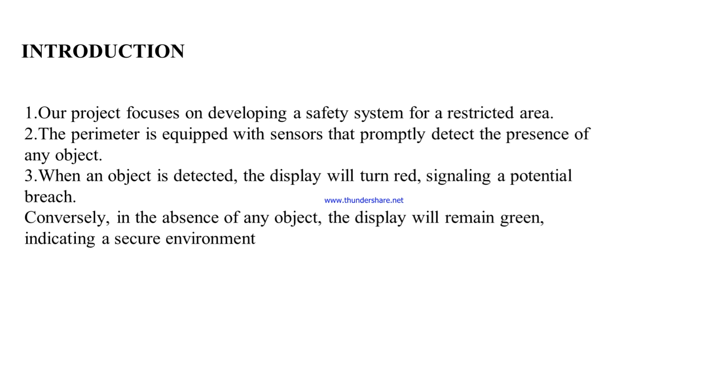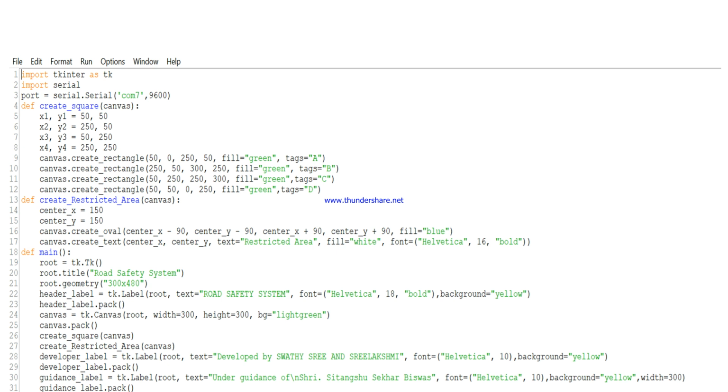We are going to fix the sensors on the four sides of that restricted area, and those sensors will detect whenever an object enters. If it finds any object, it will indicate in red color. Otherwise, if there is no object, it will be indicated in green color. The GUI part of this project will be explained by my teammate Swathi.